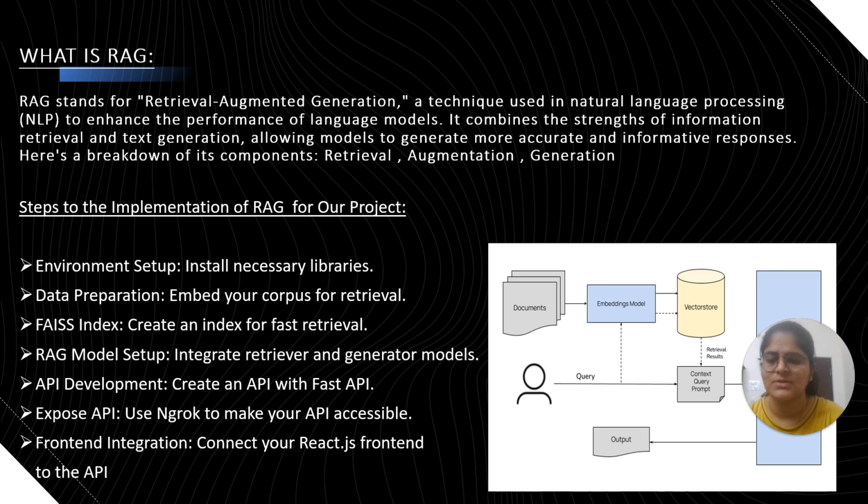And here are some of the steps in which the implementation of RAG is done for our project. First, we need to set up the environment, that is, install all the necessary libraries, and then prepare the data, that is, embed it, and next create an index for fast retrieval. Next, we integrate the retrieval and generation model, and create an API with FastAPI. We use ngrok to make our API accessible. Next is the front-end integration, that is, connecting React to the API.